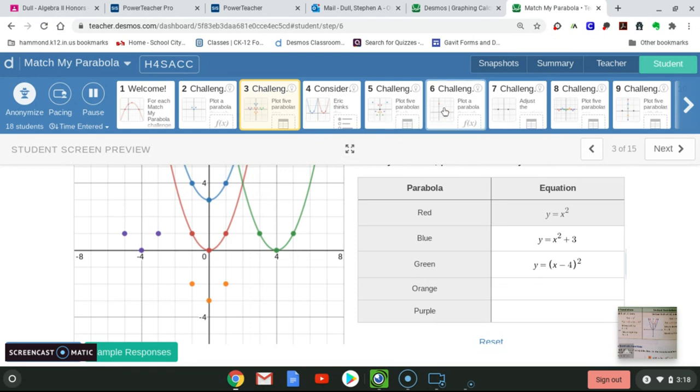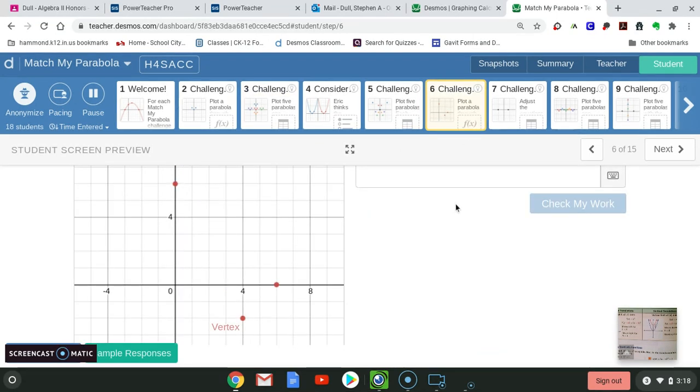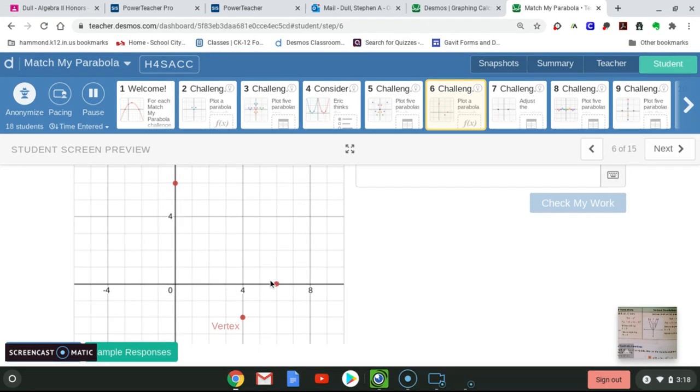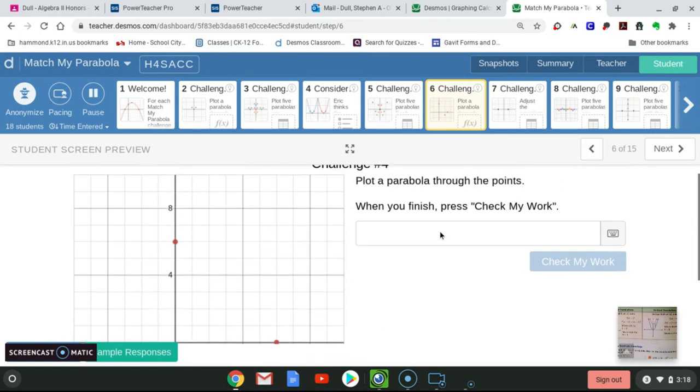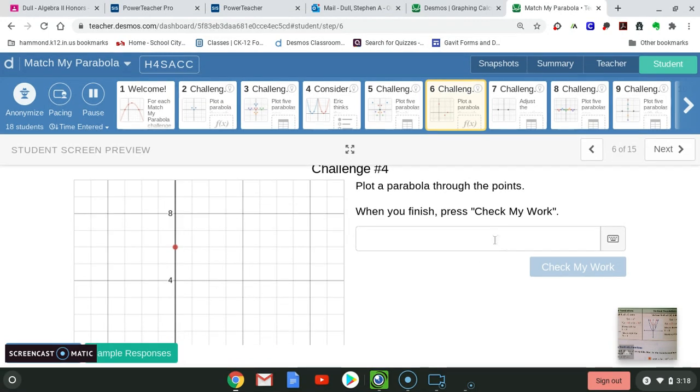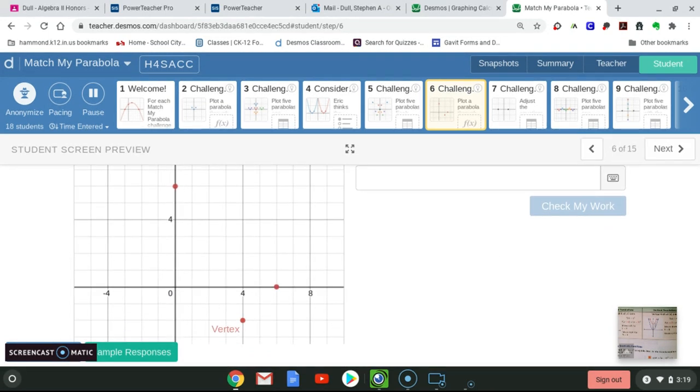One more that I wanted to take a look at. We didn't get a chance to do this in my first period class. Third hour did get a look at this. So here we were given 3 points, and no longer were they in that same kind of familiar pattern. They're offset from each other, so we don't have the symmetry. We are told that this is our vertex. And what we were asked to do is to plot a parabola through these points by writing an equation and then check our work. So what's our process here?